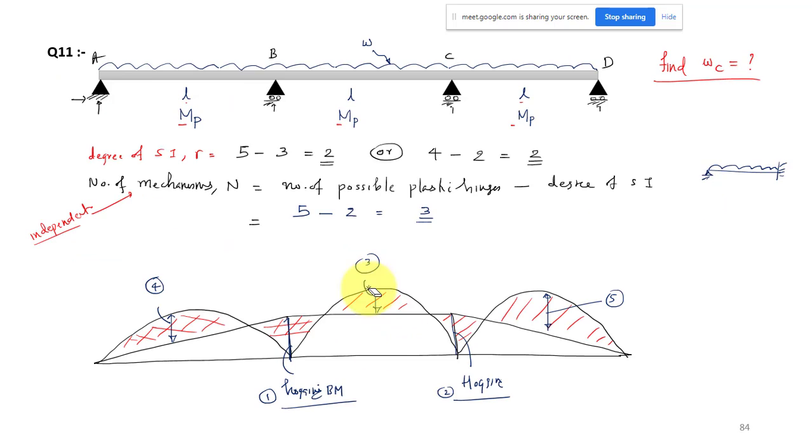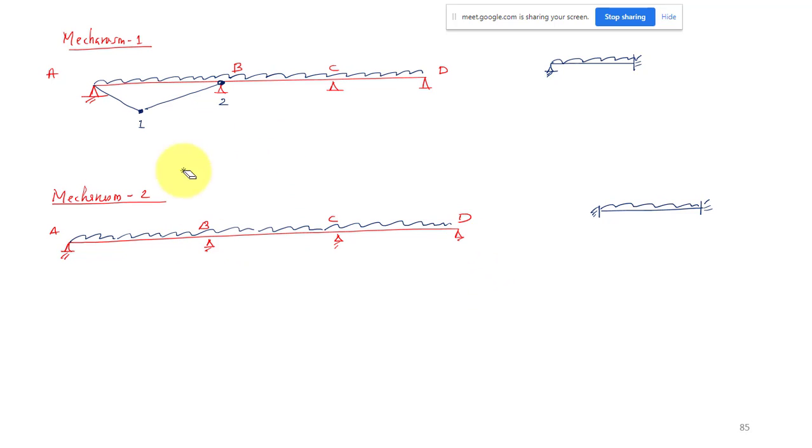In the span BC, it will fail like a fixed beam. We can have one hinge here, another hinge here, and the third hinge at the mid span. Because the support moment diagram is a rectangle and here we have a parabola, your maximum moment will be exactly at the center. So for the failure of span BC, we'll have three plastic hinges, two at the supports and one at the mid span. Span CD will be same as AB, but that will be the mechanism 3.